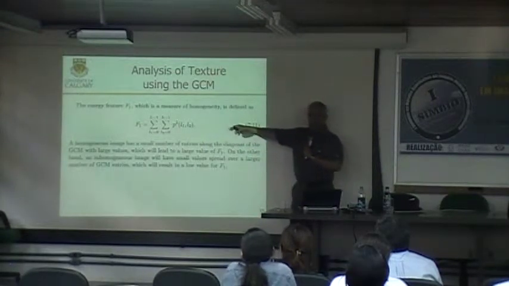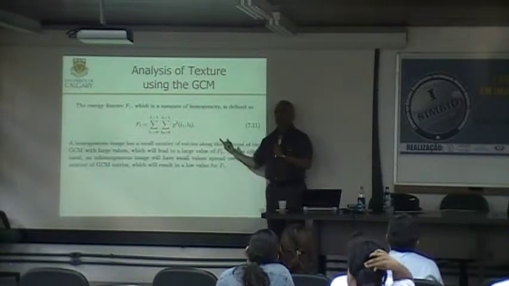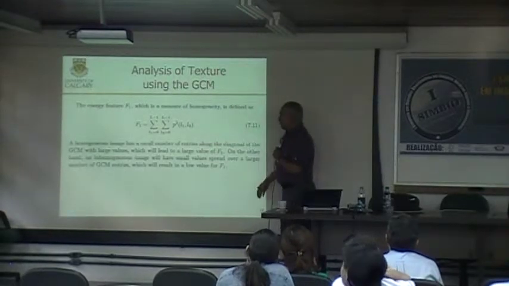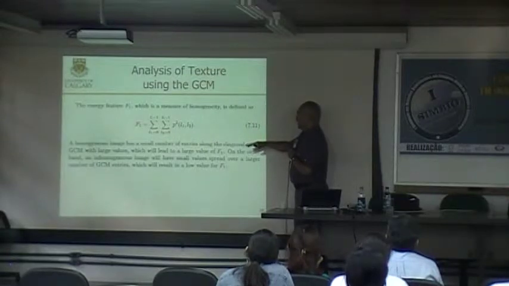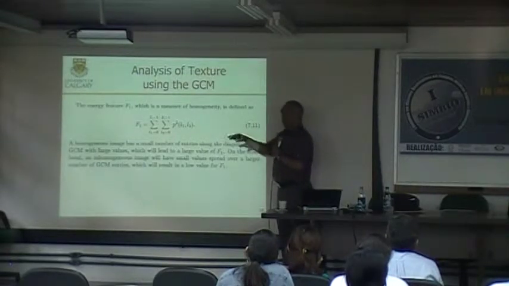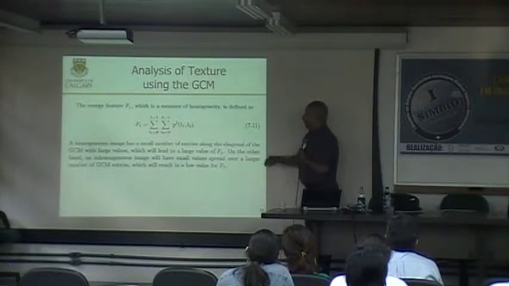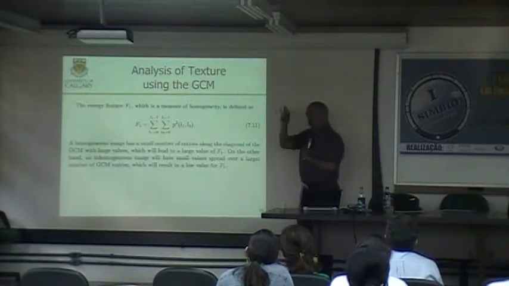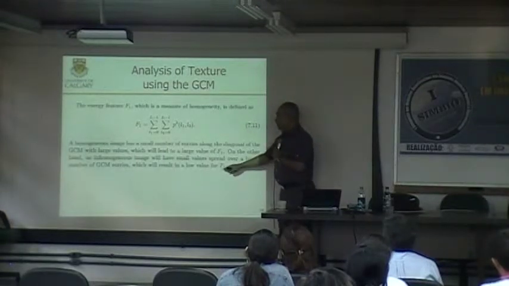These are all probability values. A very small value will become even smaller when squared. A large value becomes larger. So a homogeneous image will have large values for only a small number of entries along the diagonal, which will lead to a large value of F1. An inhomogeneous image will have small values spread over a larger number of these combinations, which will give a lower value of F1.